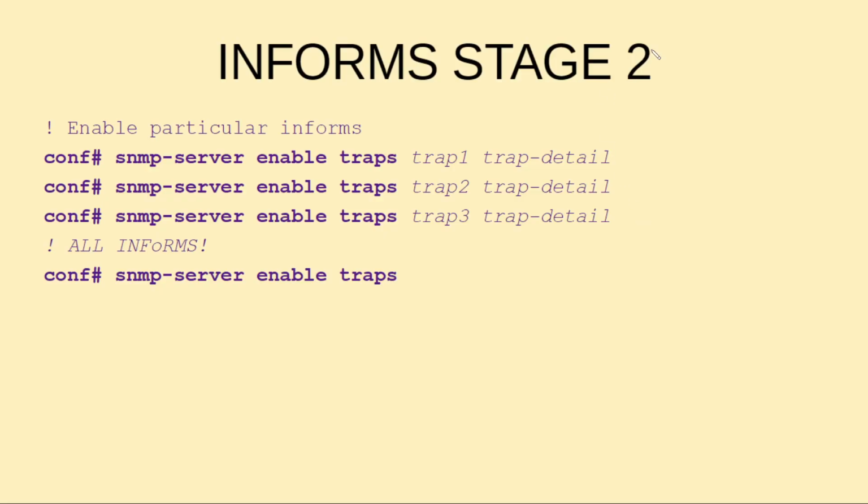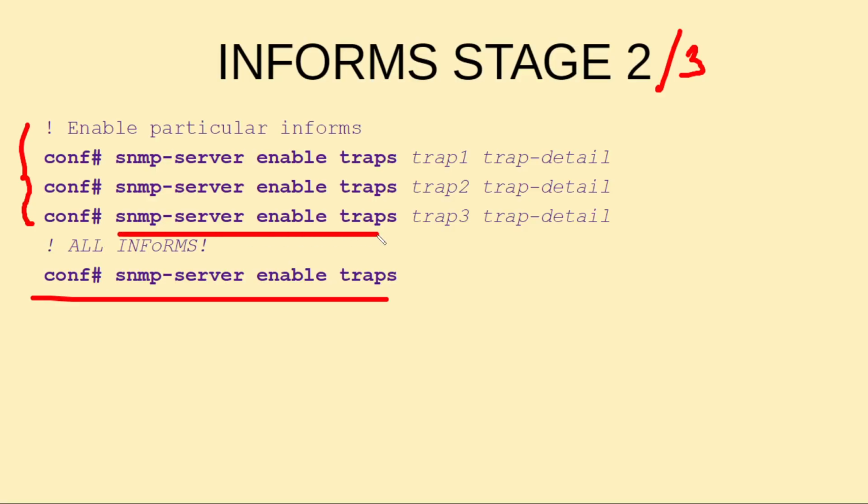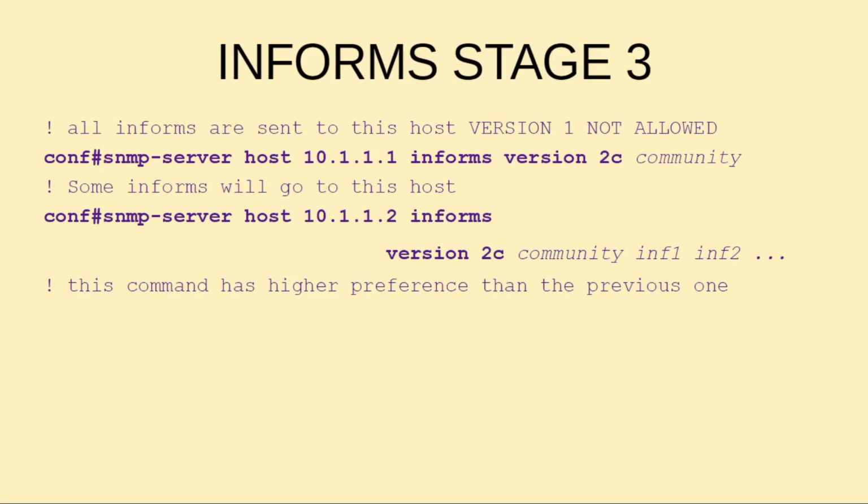Now, for the second stage of informs, we have to choose whether we want to enable all notifications or particular notifications. This can be a little bit confusing because the command is actually the same as we do for traps: snmp-server enable traps. Now, for the final stage of configuring informs, we have two options. We can send all informs to a particular network management system, or we can configure some informs to get sent to a particular network management system.